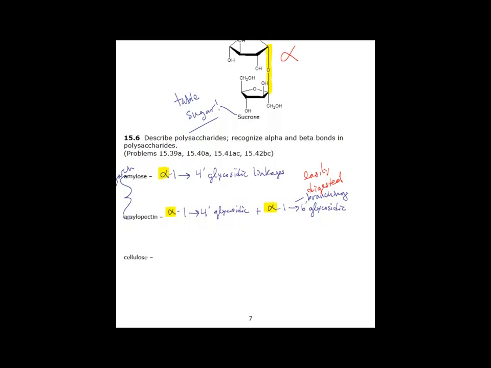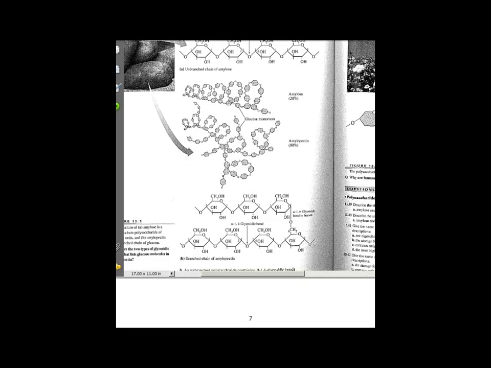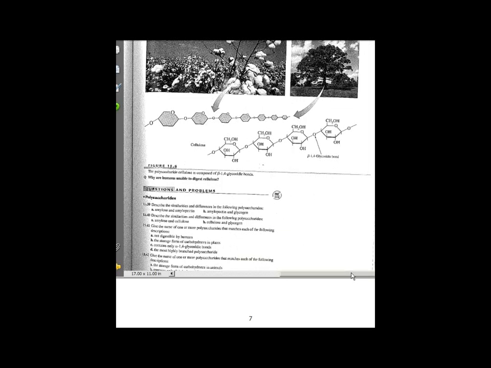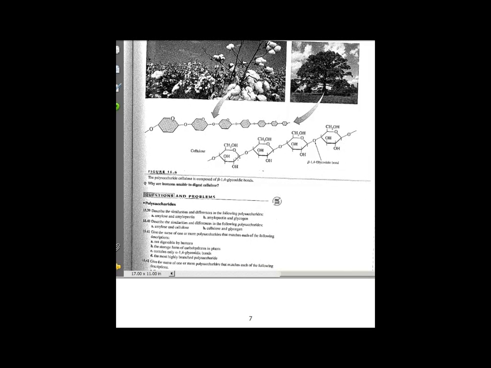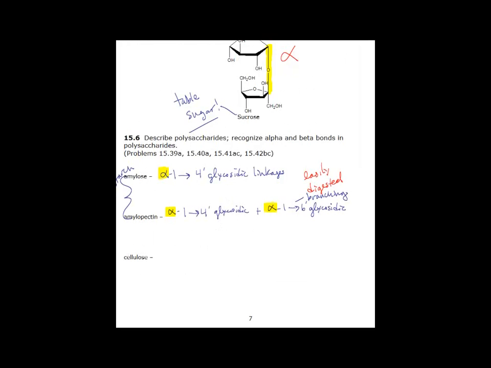Now, cellulose, on the other hand, this is what cellulose looks like. Cellulose has 1,4 prime linkages, but they're beta. So this is beta 1,4 glycosidic linkages.